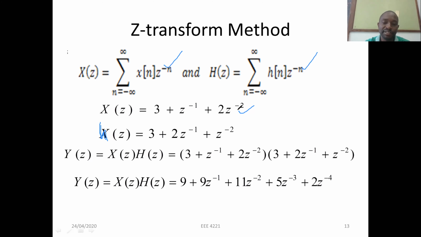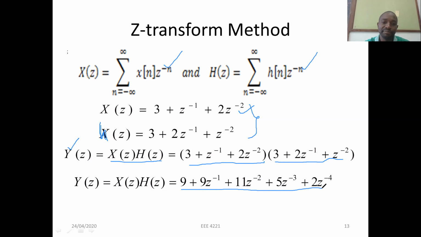So once you have found these 2 transforms of the 2 signals, X of z as well as H of z, the next step is to multiply the Z-transforms of the 2 in order for you to get Y of z. And this is what we have done here. This is the Z-transform X of z being multiplied by the Z-transform H of z. And when you multiply and simplify this, you are going to get an equation of this nature.